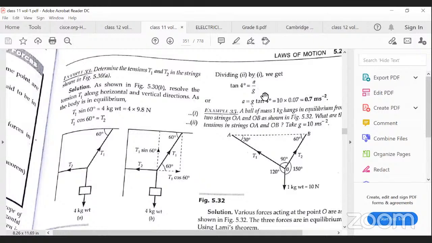In this case, first of all, you find T1 because you have T1 sin theta. T1 sin theta is equal to the weight of the object, which is 4 kg weight. Convert it to newtons. So T1 is equal to 4 into 9.8 divided by sin 60. You'll get T1. From this relation, you can substitute in the second relation, that is, T1 cos theta is equal to your T2. From that, you can find it. Try to find it. Make it fast.